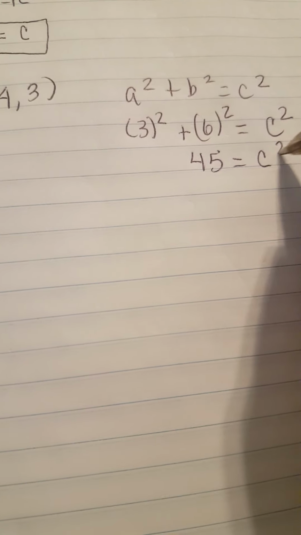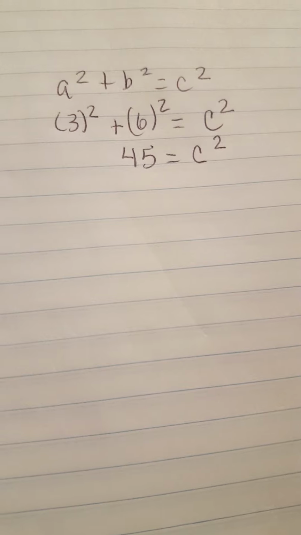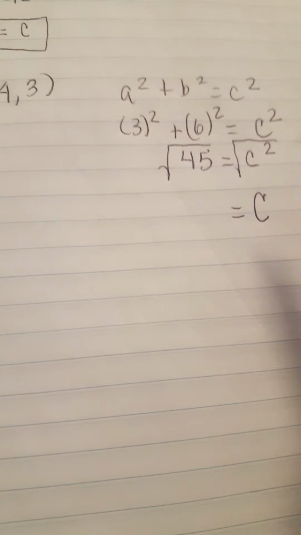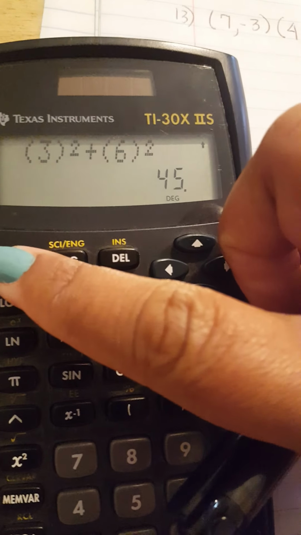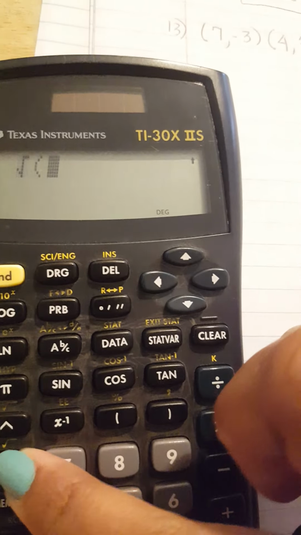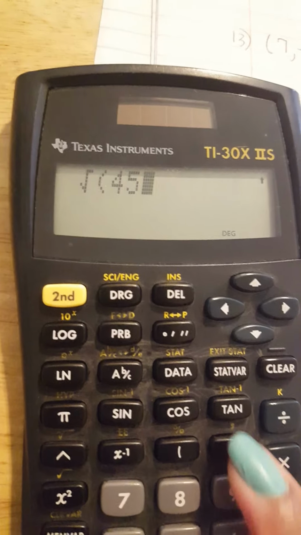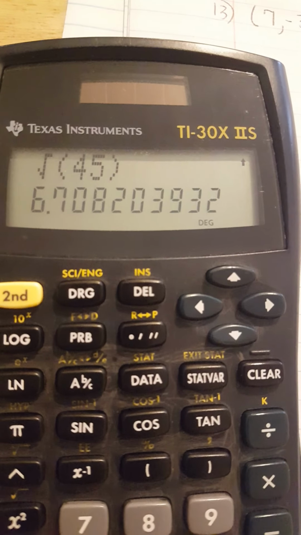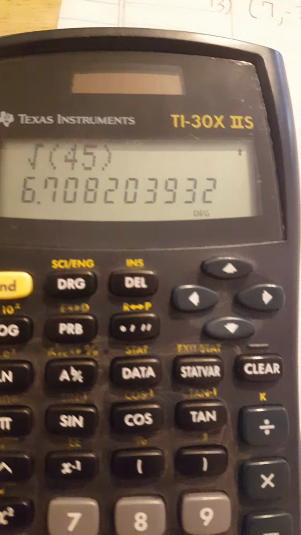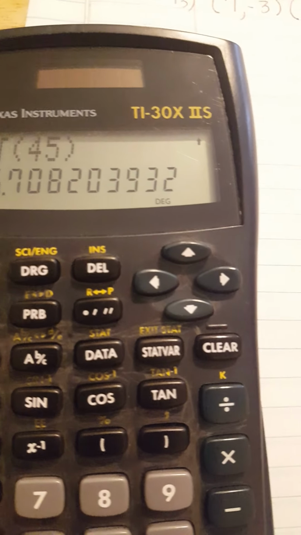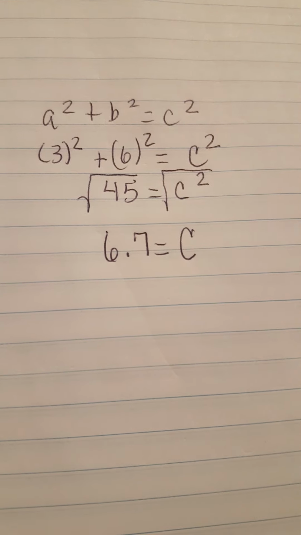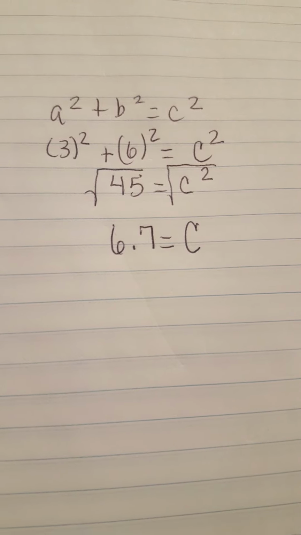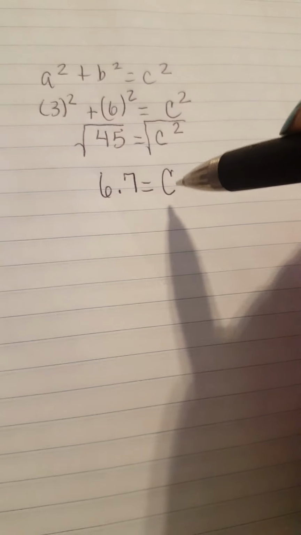But remember, we're not looking for c squared, we're looking for c. So we'll take the square root of both sides. And when we do that, going back to the calculator, finding the square root of 45. And that gives us approximately 6 7/10. So our hypotenuse, the length of that segment that we were looking for, is 6 7/10.